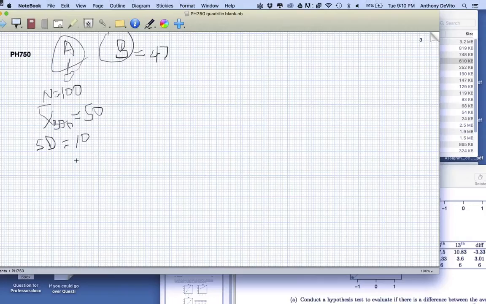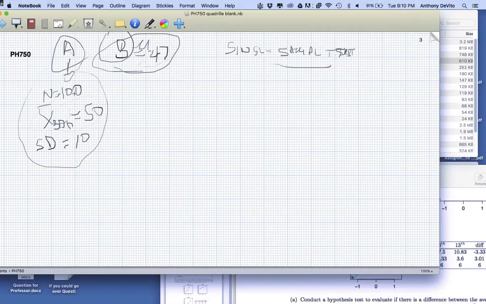Well, now what I can do is I can say to myself, how many standard deviations apart are the means for these two populations? In one case, an estimated mean. In the other case, a known mean. And this is what we call a single sample t-test. The reason why I call it a single sample t-test is because for one population you already know what the mean is, mu is equal to 47, but for the other population you're estimating what the mean is based on a sample. So there's one sample involved.